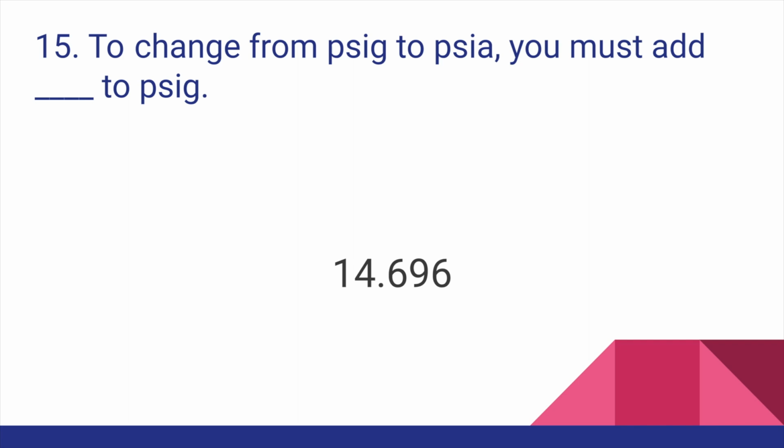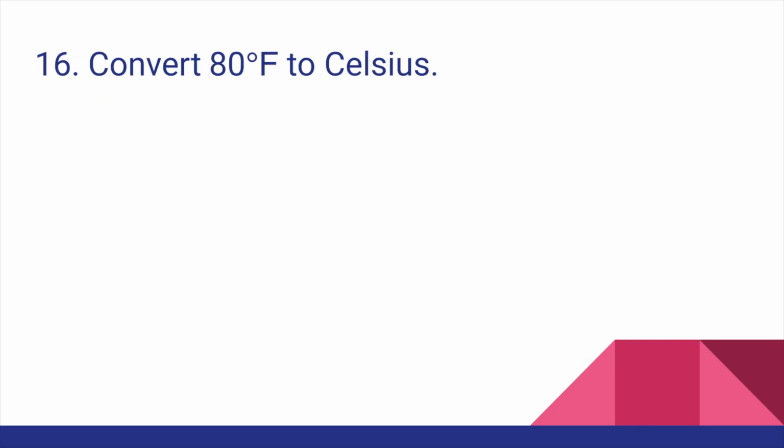It's part of formulas. You've got to get them. All right, number 16. Convert 80 degrees Fahrenheit to Celsius. That answer will be 26.7 degrees Celsius. This part does have a lot of formulas.